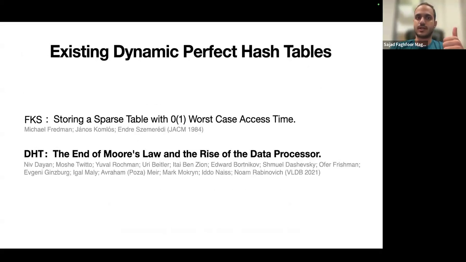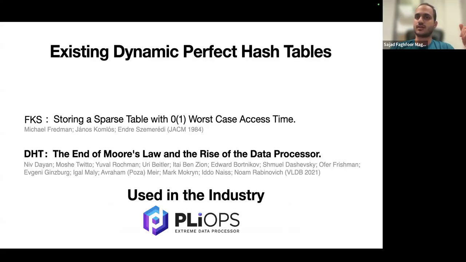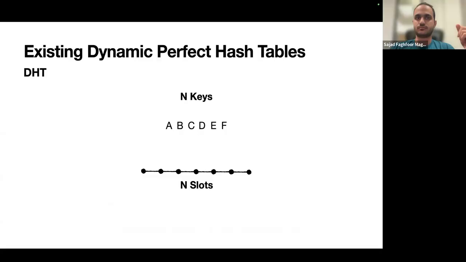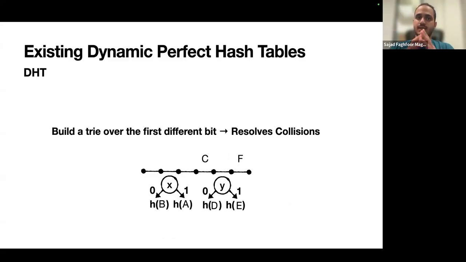The second dynamic perfect hash table is DHT, introduced and presented at VLDB 2021. It is actually used in the industry in a company named PlayUps. So the idea is the same. At first, we just have n keys and slots. We distribute the keys, and some keys collide, but then we build a trie over the first differentiating bit of the hashes of the keys. And with that, we can resolve the collision. So without storing full keys or very long hash digest of the key, we just store the bits that matter during differentiating of the keys to resolve the collision.